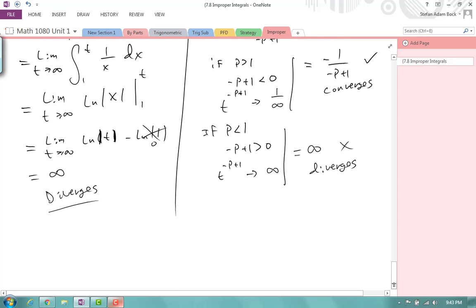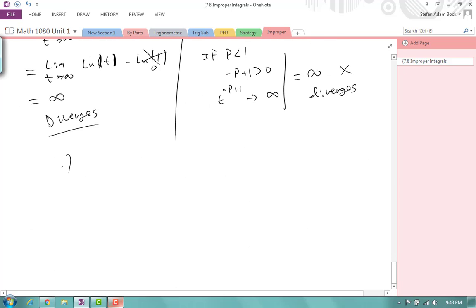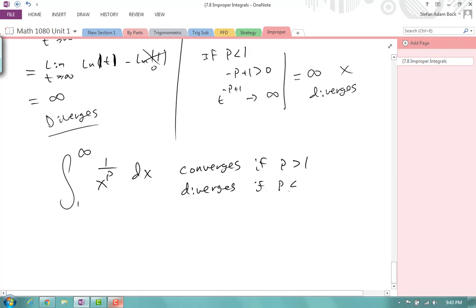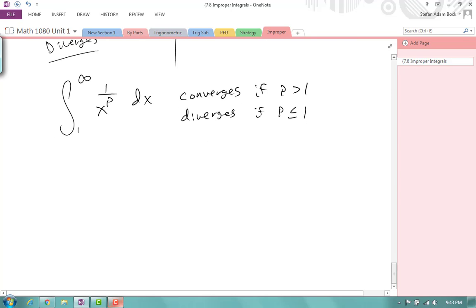So to answer the original question, the integral from 1 to infinity of 1 over x to the p dx converges if p is greater than 1, any number greater than 1, no matter how small, and it diverges if p is less than or equal to 1. And this is kind of our target basis for the comparison theorem. Specifically, we call this the p-test.